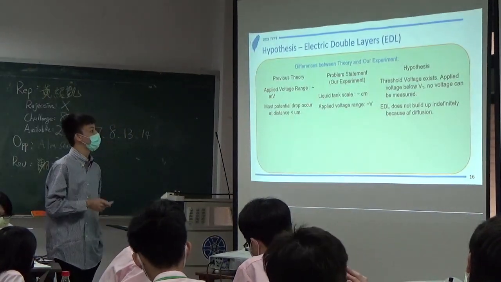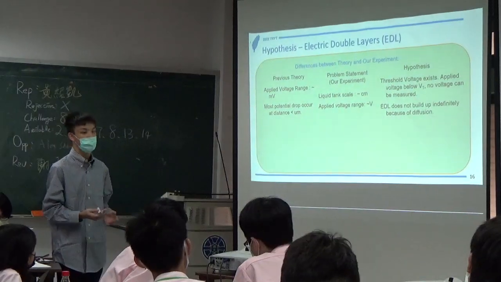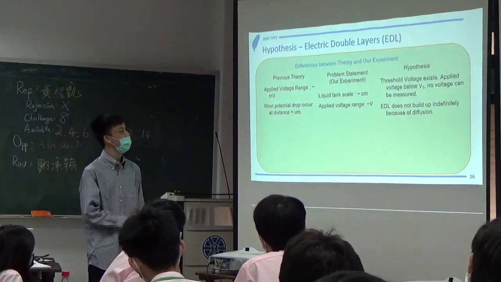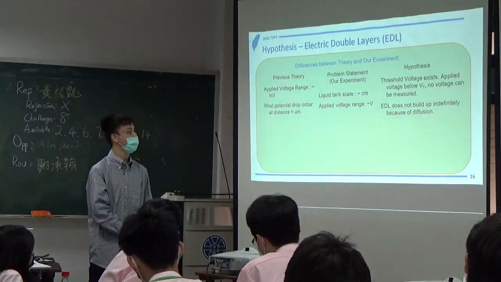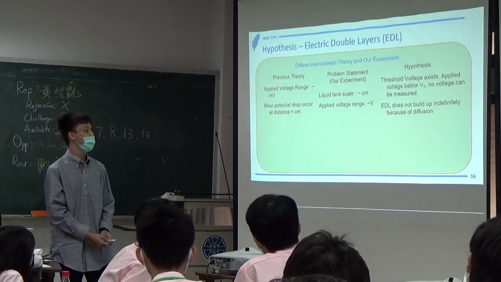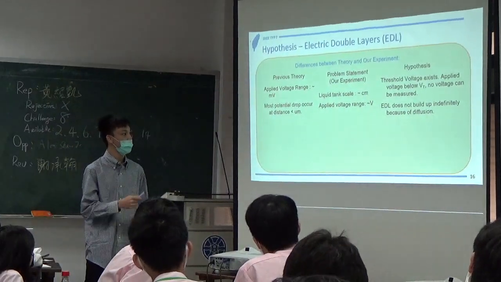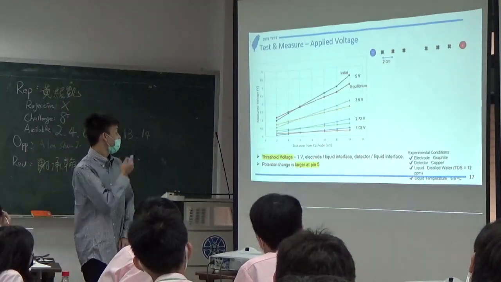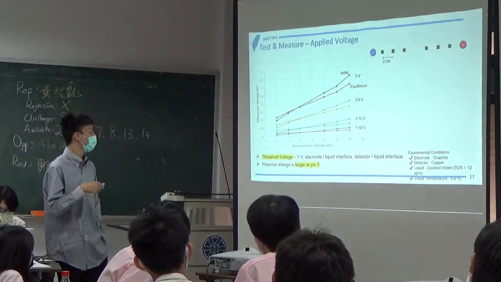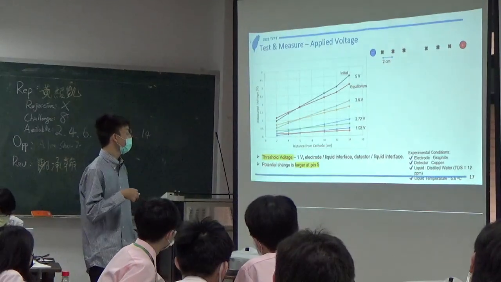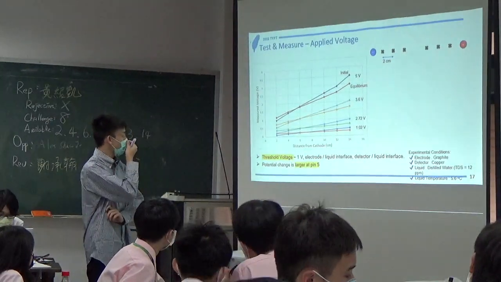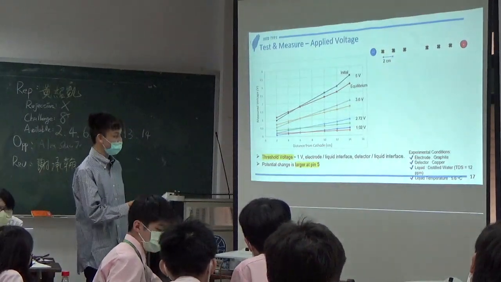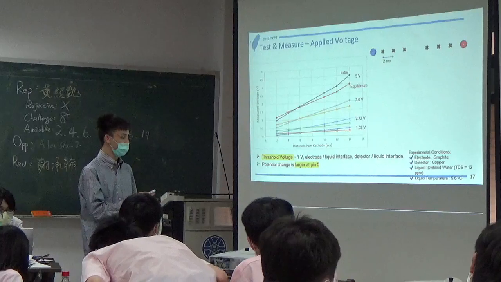So the problem statement asks us to find a deviation from our expected theory. So our hypothesis is the following. First, there's a threshold voltage, and when the applied voltage is below the threshold voltage Vt, we cannot measure any voltage at all. Here's a graph of the various threshold voltages measured at pin 5 and at pin 0 for various supplied voltages. And the experimental conditions are the same as before.